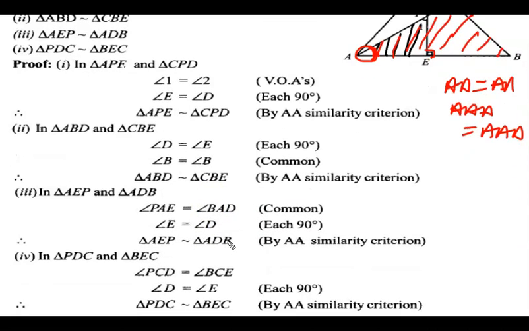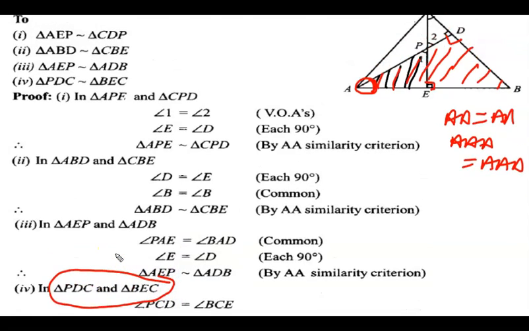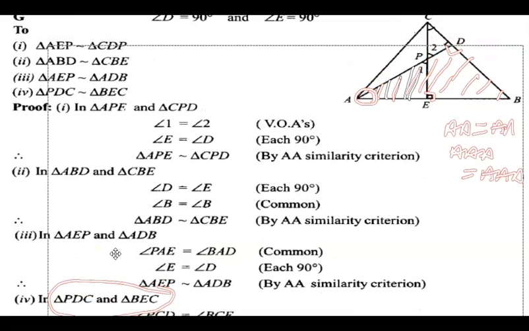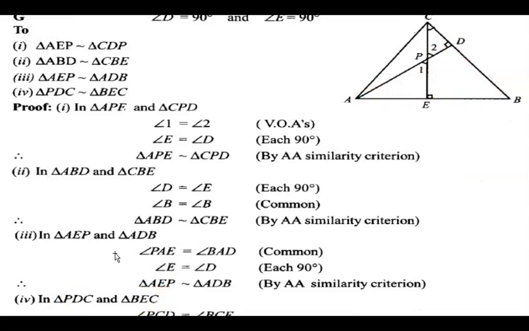Then the last part, PDC and BEC. If you take PDC here, let's take PDC. So this is PDC, and BEC. This is BEC. Let us take BEC separately. So these two triangles are there.